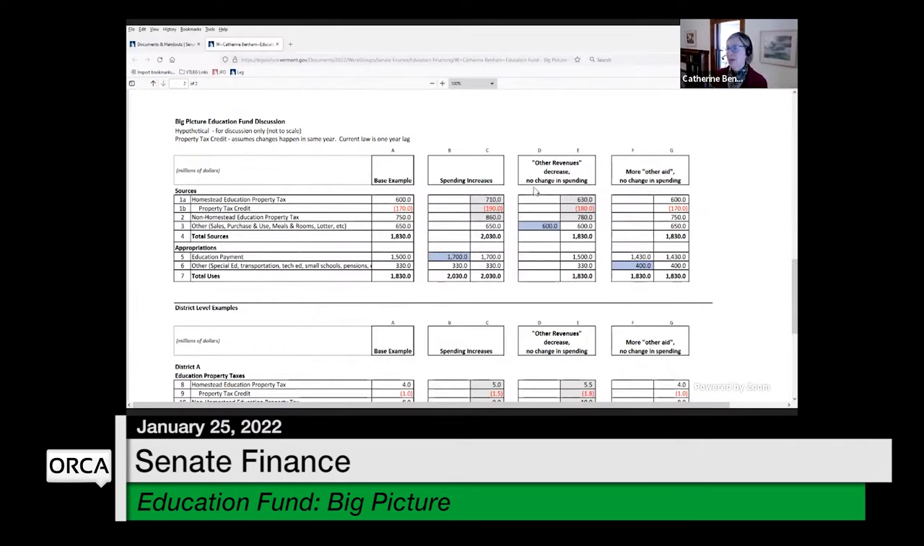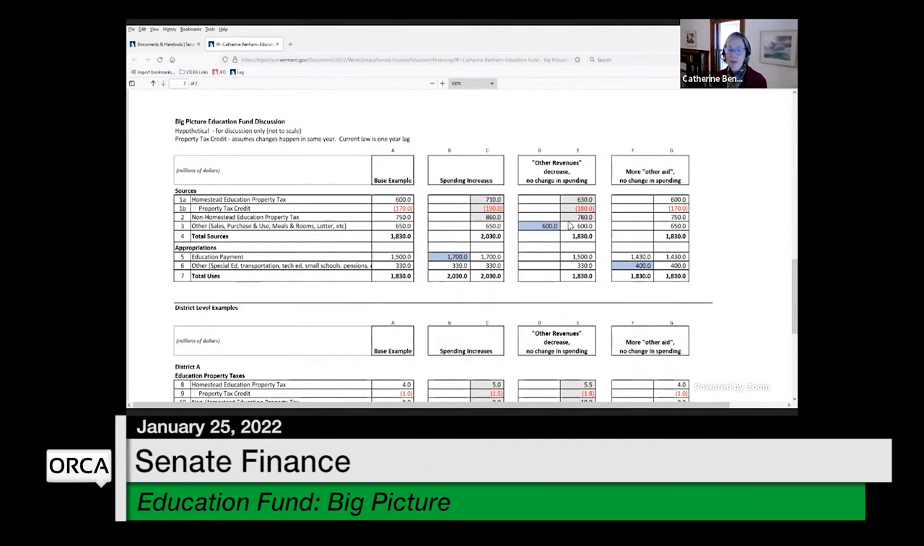The next example is other revenues, if they decrease. For example, if the sales tax decreased or the purchase and use decreased or meals and rooms, there's less money in the education fund. Again, the spending hasn't changed. There's been no assumption about the spending. What happens in this case, if revenues decrease, is that because of the self-balancing nature, property taxes will go up.